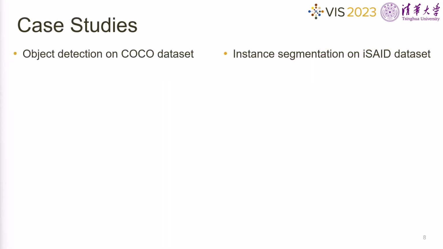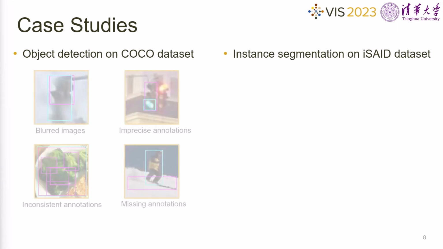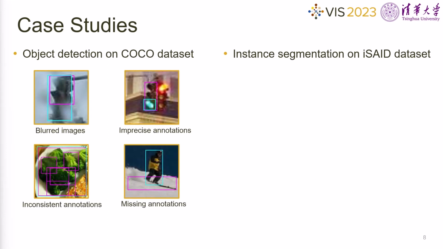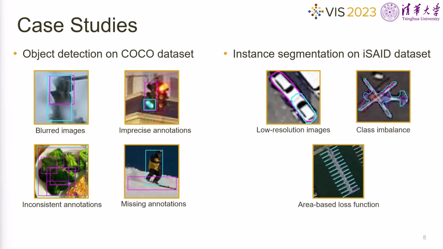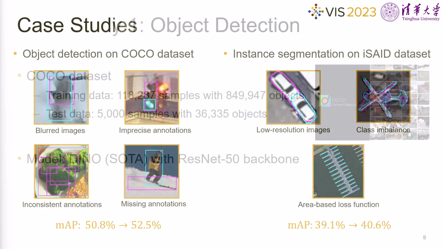Before I explain the technical details, I will introduce the case studies to demonstrate how to use Uni-Evaluator for model evaluation. We conducted two case studies. One focuses on an object detection task on COCO dataset, and the other focuses on an instance segmentation task on iSTAT dataset. In the first case study, we found 4 issues on the model and also the annotations of the dataset. In the second case study, we identified 3 issues on the model. The mAP of models in both case studies was improved. Next, I will focus on the first one.